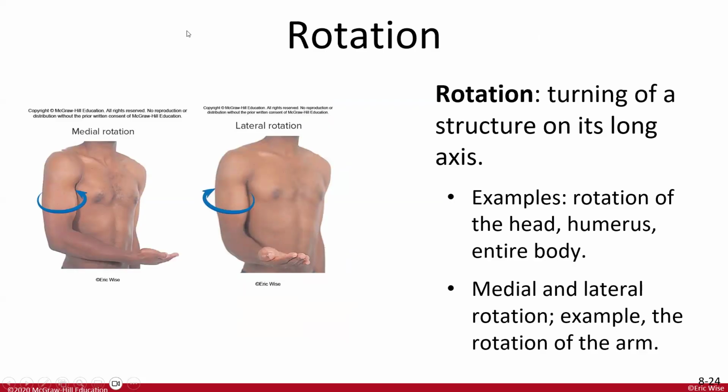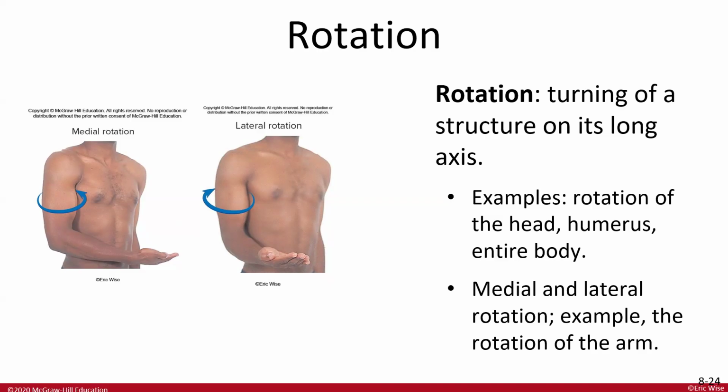Rotation, we can talk about in a couple different ways. Right and left rotation is like turning your head to look over your right shoulder or your left shoulder. Medial and lateral rotation are a bit different. When we talk about rotation, we're thinking of the long axis. Think of the vertical axis, that dens. If we took that dens structure through our spine and drew a full vertical line, that's what we're rotating on.